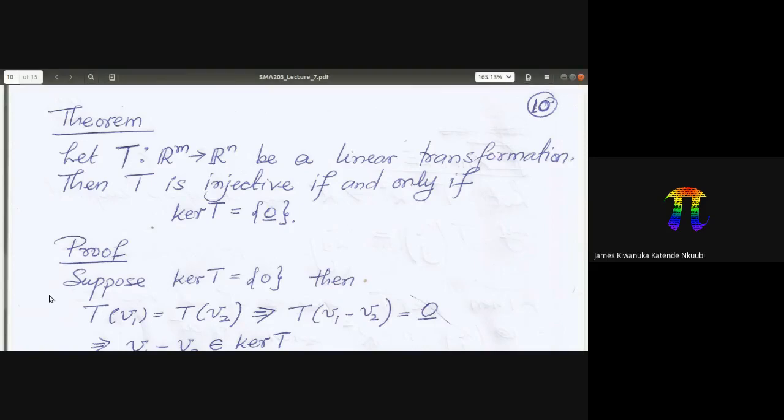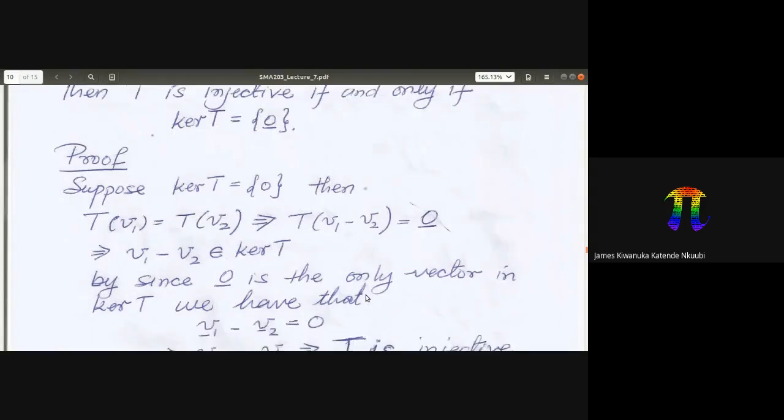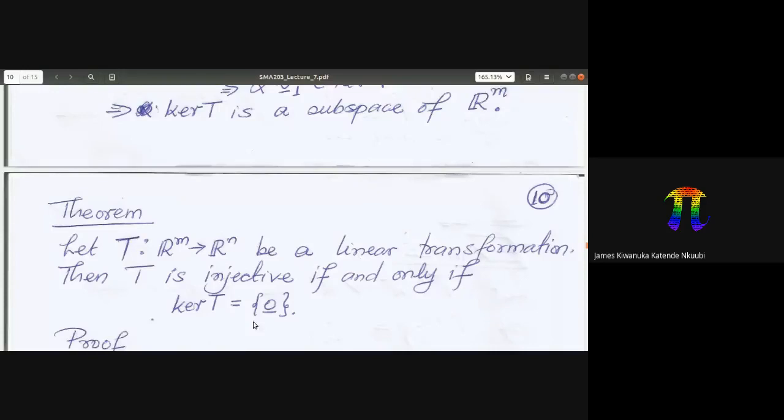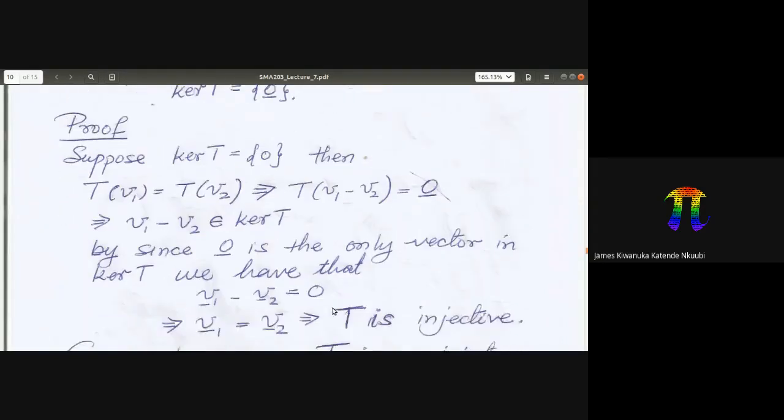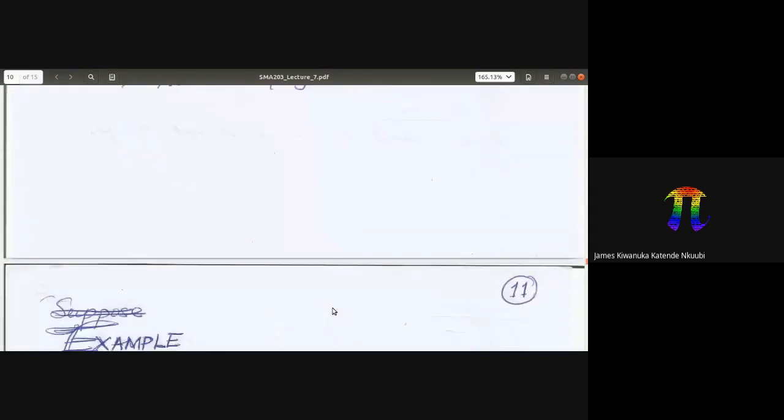I hope you have gotten the idea here. If the kernel contains only the zero vector, then that map will be an injective map. The proof follows, but I will not go through the proof. I want you to remember this property, that if you have a map and it turns out that the kernel contains only the zero vector, then that map must be injective. So the proof follows, you can look at it in your own time.